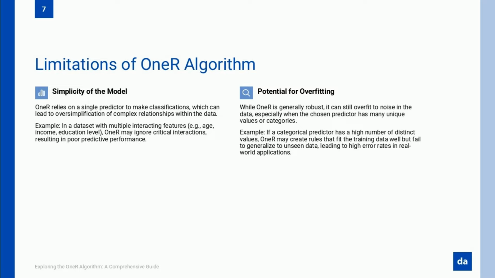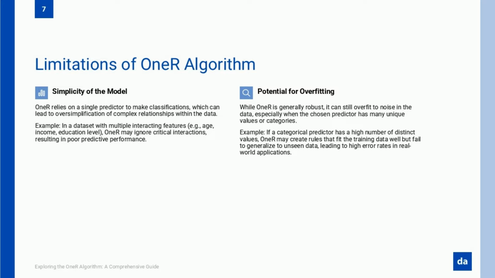Another challenge is the potential for overfitting. While OneR is generally robust, it can overfit to noise in the data, especially when the chosen predictor has many unique values or categories. Imagine you're working with a categorical variable like customer ID, where each value is unique. The algorithm might generate overly specific rules that perform well on the training data, but fail to generalize to new, unseen data. This can result in high error rates when the model is deployed in real-world scenarios.